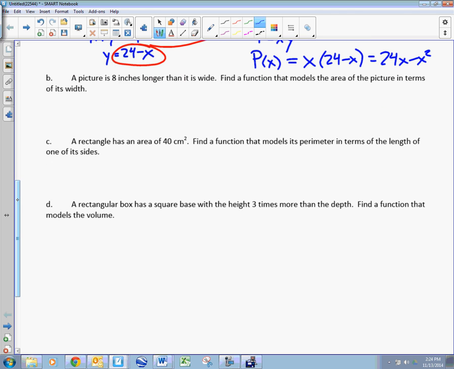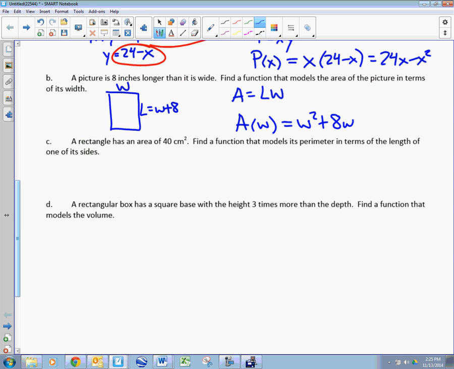A picture is 8 inches longer than it is wide. Find a function that models the area of the picture in terms of its width. So I need area is equal to length times width. But I want area just in terms of the width. So if that's W, what's the other side? L, which is W plus 8. 8 more than it is wide. Multiply those together, and we get W squared plus 8W. So now I have a function for area that's one variable, not two.